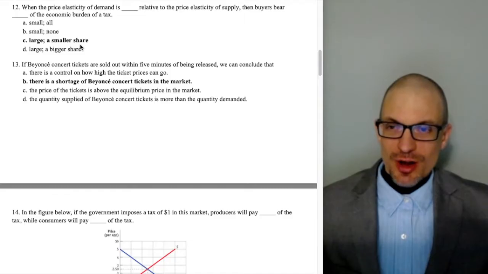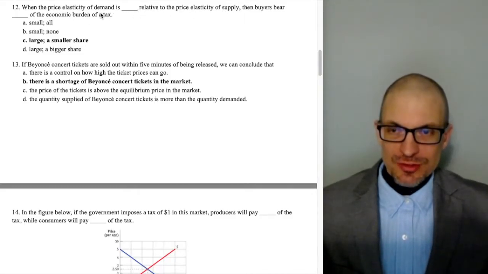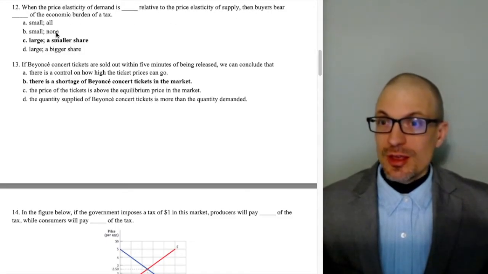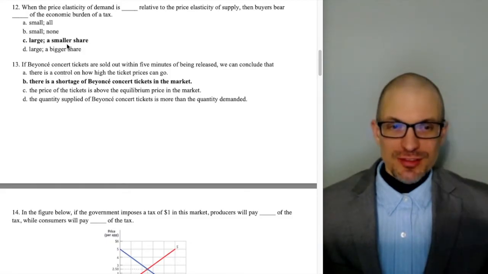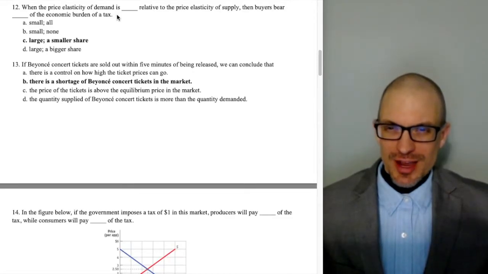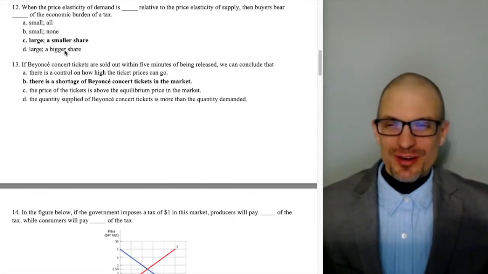Large, a smaller share. Let's see. If price elasticity of demand is large relative to price elasticity of supply, that means demand is more elastic, so buyers bear less of the tax. Oh, yeah, smaller share. That fits. And then what about large and larger share? Okay, so if price elasticity of demand is large, then no, they don't bear a larger share, right? It's a smaller share. Okay, so it's definitely C.